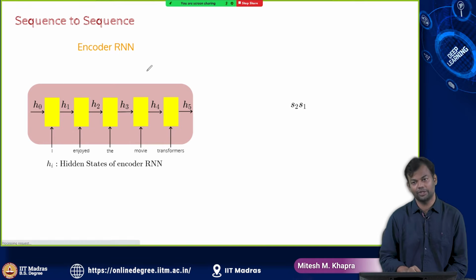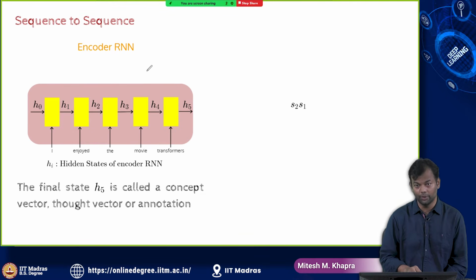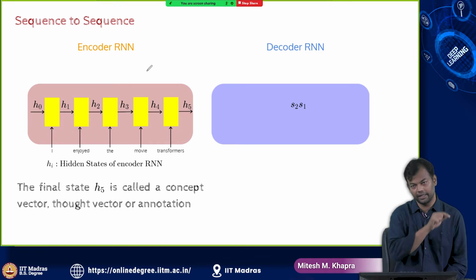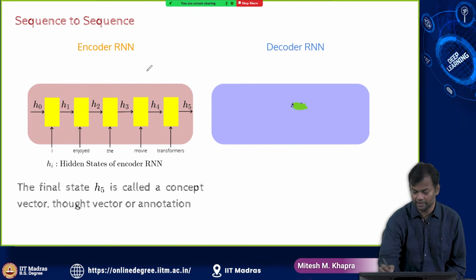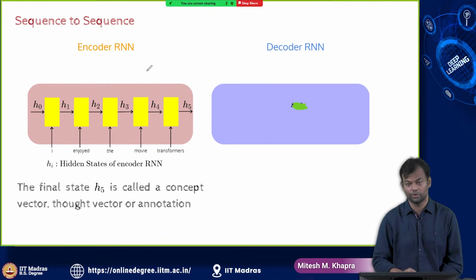Once this is done, you have the entire decoder block, which then takes in the final representation. Ignore this: for some reason, this S2, S1 is showing up on the slide. It's not supposed to, but it continues to show up.